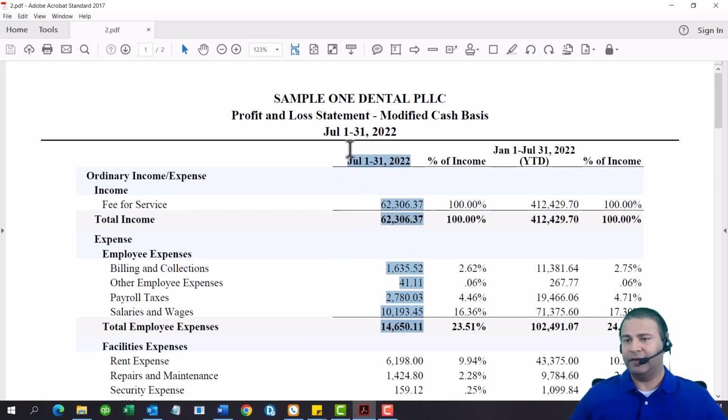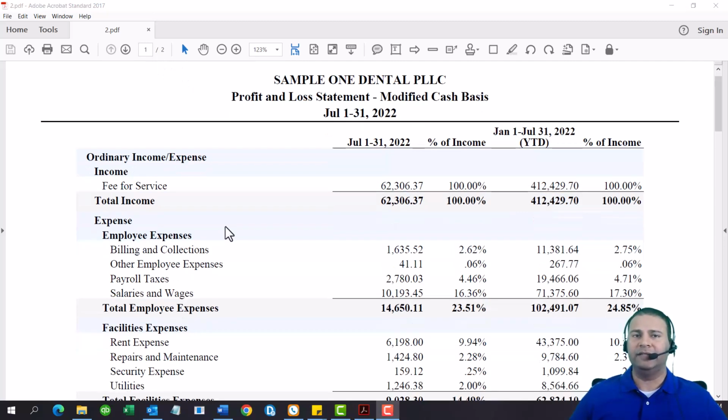One right here is for July, and some financial statements or profit and loss statements would have the year-to-date numbers as well. So this is for the specific month, and this is for year-to-date. The next section we're going to look at is the income section. The income section includes the fee for service, and if you have refunds, it'll have a line over here for refunds as well. And your total income would be the net of fee for service and refunds.